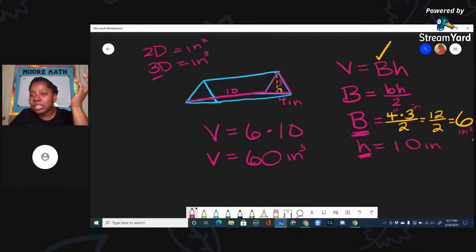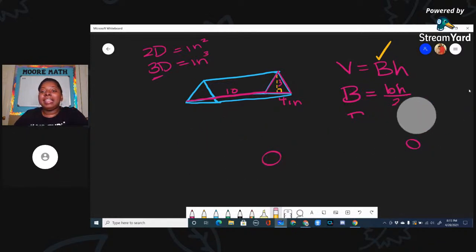Then the height is inches. So not to confuse you, but this is like inches squared times inches, which is inches to the third power. That's how they got it. But if you just think about it, the volume is always cubed. Surface area is always squared. Volume is always cubed. Okay? Because volume, as you can see, there are a lot of dimensions here. So volume is cubed.